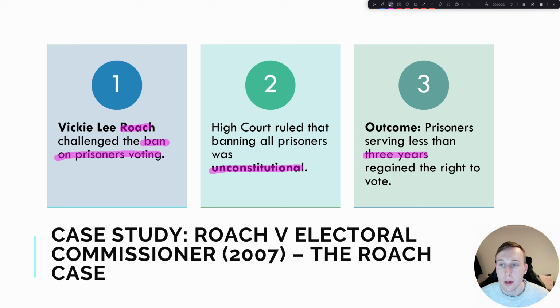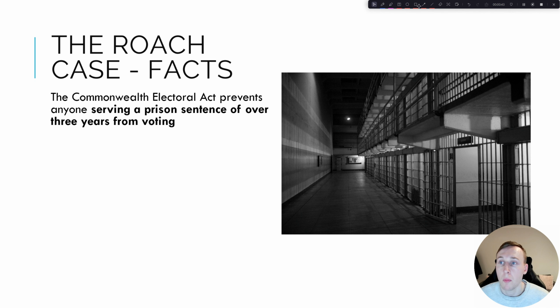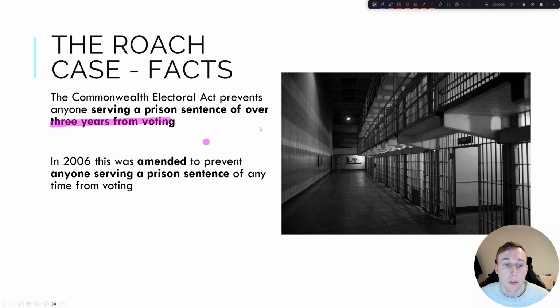But obviously for your SAC, you probably need to know this case in a little bit more detail. And I'm going to break it down into 4 main sections. So what were the facts of this case? The facts of this case is that the Commonwealth Electoral Act prevents anyone serving a prison sentence of over 3 years from voting. In 2006, they basically updated this law and they said they wanted to prevent anyone serving a prison sentence from voting. So it basically meant every single prisoner was now unable to vote.